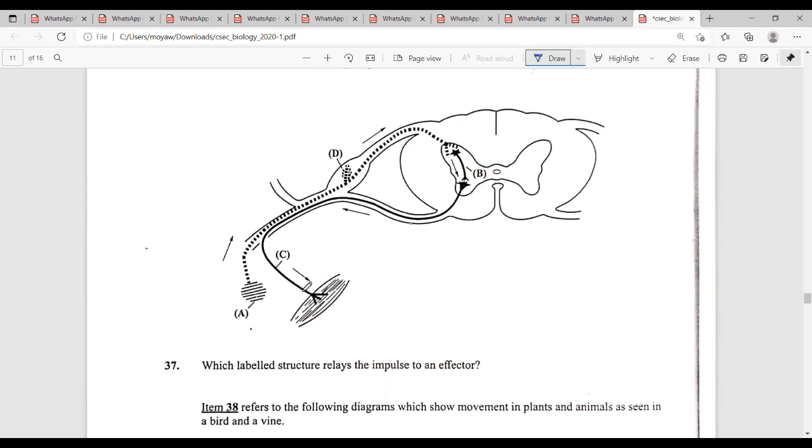So the effector is always going to be the muscle, and right here where my arrow is and we're marking, that's where the muscle is. So the C here is relaying the information to the muscle. A, which is the beginning, would have been the receptor, and then C would have been the nerves that are bringing it to the spinal cord, and then this would have been the effector. Rather, C here would have been the effector, D would have been the nerves bringing it to the spinal cord.